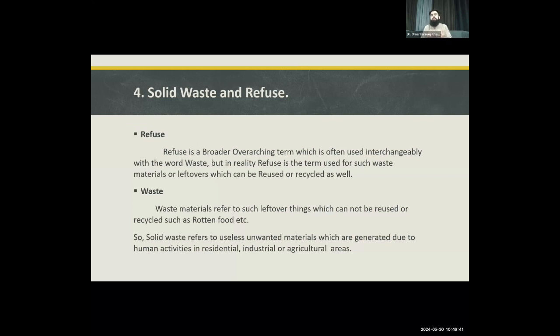A refuse is also a synonym with waste, but we call refuse anything which can or cannot be used. So basically, refuse is a broader term which can be used for metallic objects as well, and for paper products as well. We know we can recycle the metallic objects, and we can recycle the waste paper products as well. So solid waste refers to useless unwanted materials which are generated due to human activities in residential, industrial, or agricultural areas. Next, please.